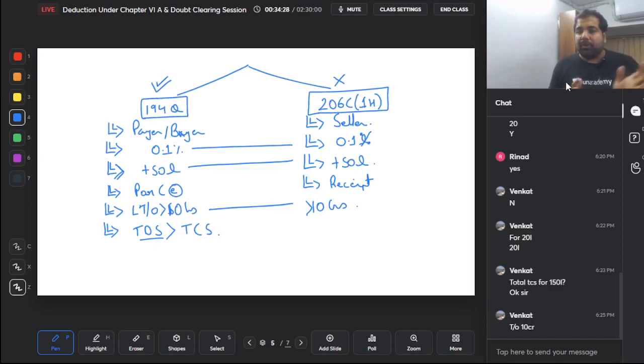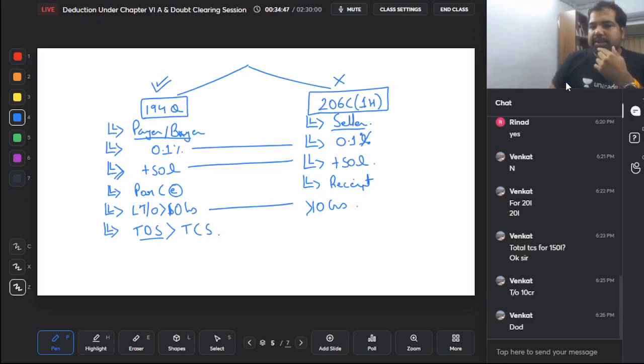Lots of people find this very complicated. It is complicated, but the moment you start drawing the diagram, guys, it will all fall into place. And whoever is in the middle, their turnover should be more than 10 crores last year. All right. So this is 194Q, this is 206C1H. Perfect.